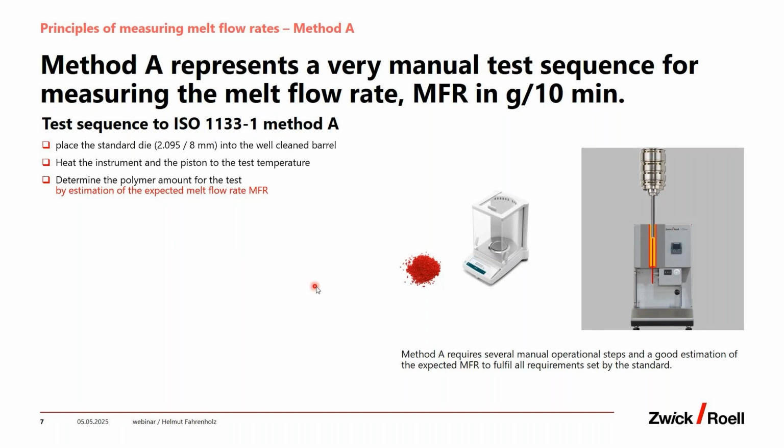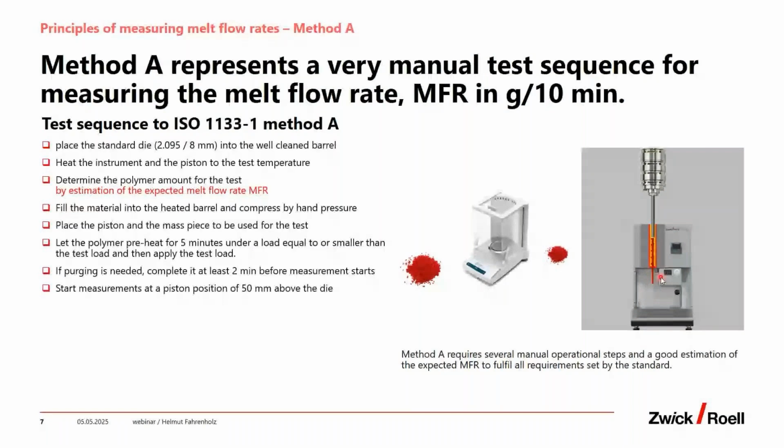And now you can imagine if you have a polymer which has a very high melt flow rate, so which is running very fast, you will need more polymer. While if you measure a polymer of a very low melt flow rate, you need a smaller amount. So here you have to make a first estimation about your material. So when you know this, it will be probably between 3 and 8 grams of material. You weigh it and you fill it into the barrel and you compress it by hand pressure, so to compact it a little bit.